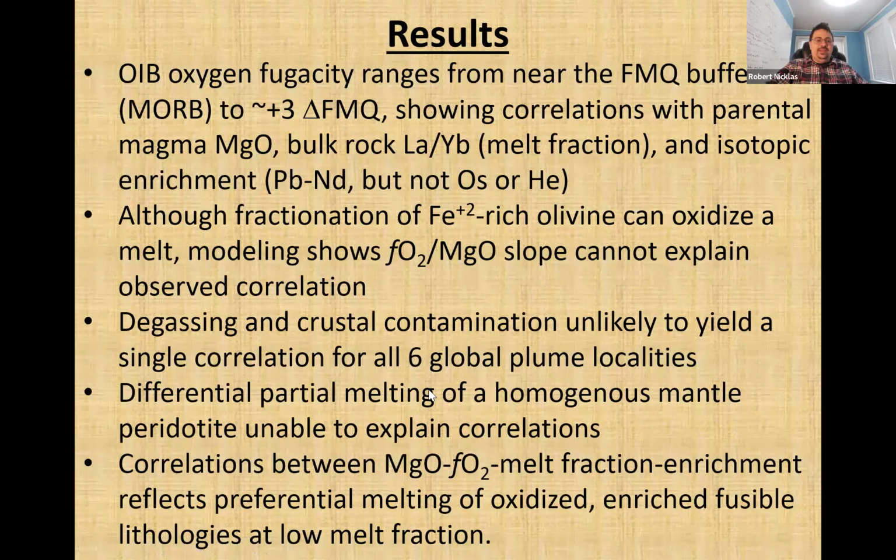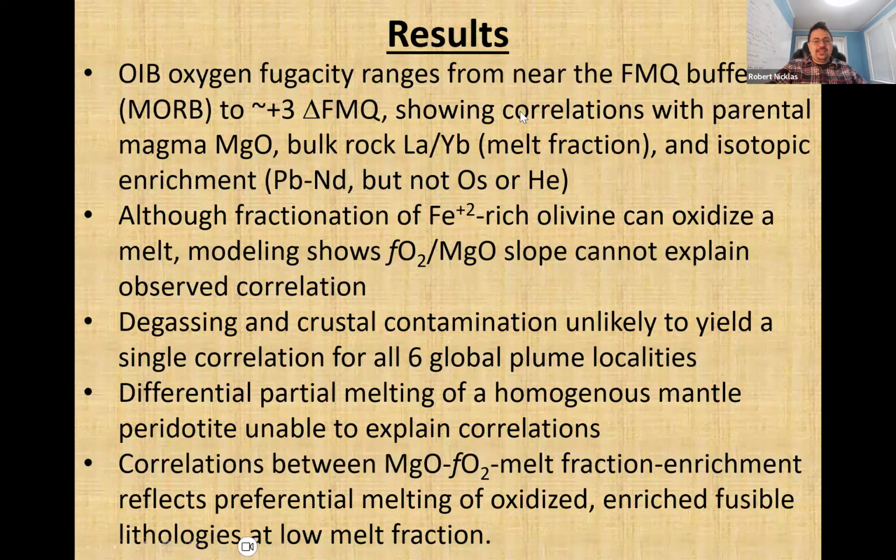We also did some modeling. We looked at differential partial melting of a homogeneous mantle peridotite. It's unable to explain the correlations. Essentially, you do get slightly more oxidized lavas when you melt a homogeneous mantle peridotite at lower degrees of melting, because iron +3 is slightly more incompatible than iron +2. However, this effect is way too small to lead to the correlation we've shown.